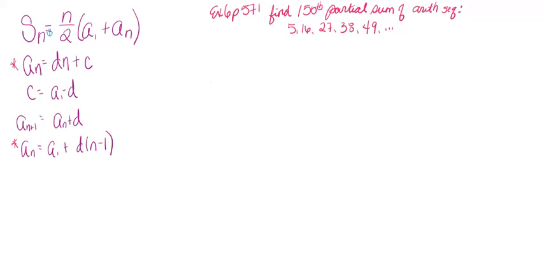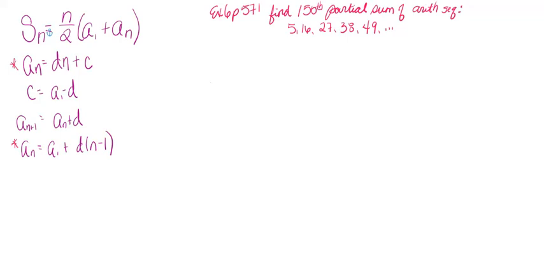So let's go ahead and see if we can figure out the 150th partial sum of the arithmetic sequence that begins with 5, 16, 27, 38, and 49. Those are the first 5 terms. We're going to use the first formula, this s sub n, which is s of 150, because we want to add the first 150 terms together.